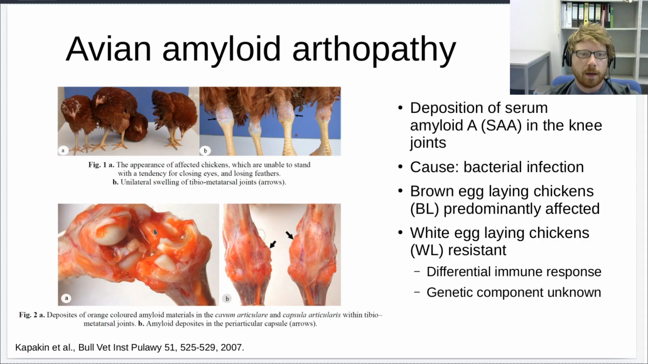If you take a closer look at the knee joints, you will find these orange amyloid depositions, which mainly consist of aggregated serum amyloid A. In the field, the disease has only been observed in brown egg-laying chickens, and white egg-laying chickens are resistant. It is currently thought that a difference in the immune response is responsible for the difference between the two chicken lines, but the genetic component is so far unknown.